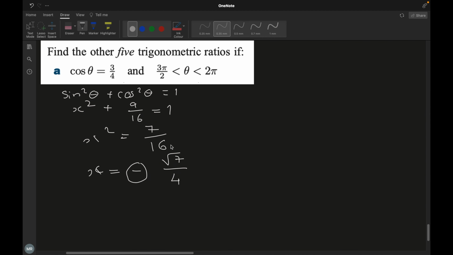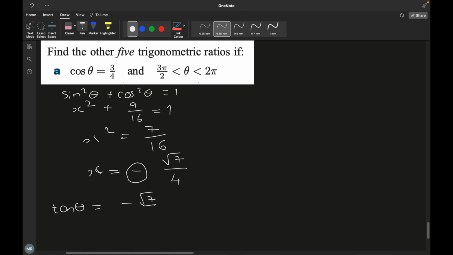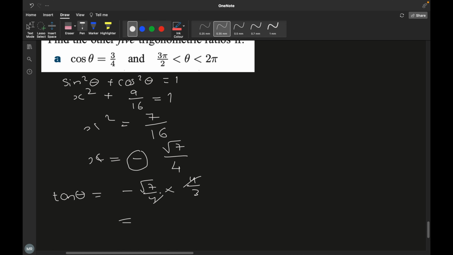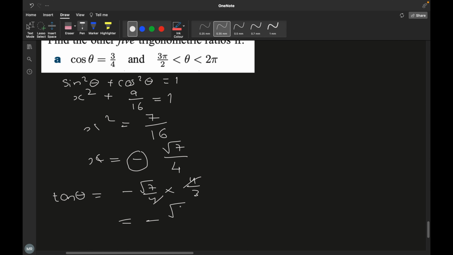And after we found this, we can easily find tan. We know that tan theta in this case would be sine by cos. So sine would be negative root 7 by 4, and cos is 3 by 4. The 4s get cancelled and we're left with negative root 7 by 3.